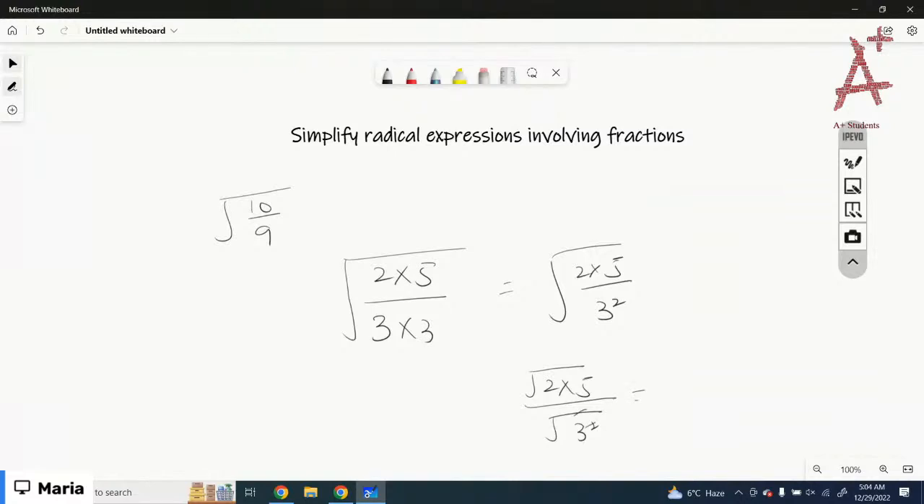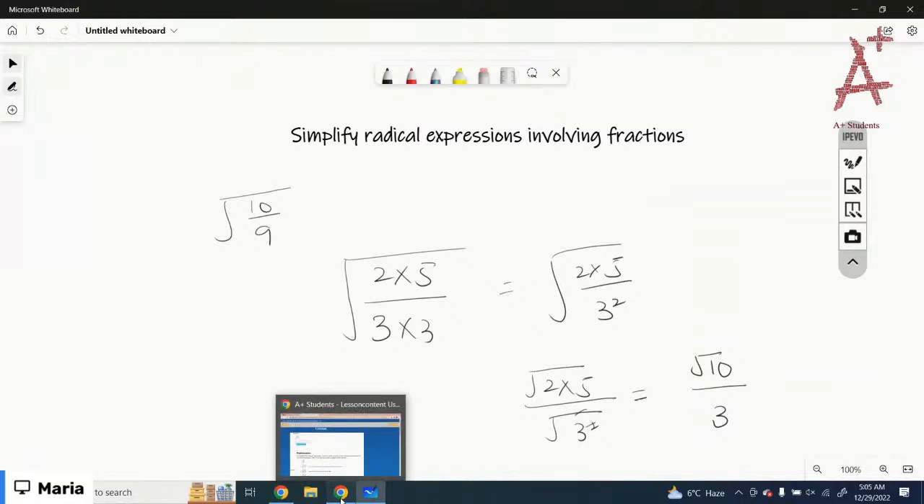So here the 3 square and the square root got cancelled out and you are left with square root 2 times 5 is 10, because you don't have any square here. Square root 10 divided by 3. Got it? That's how you simplify the radical expression square root 10 divided by 9. It would be square root 10 divided by 3. Got it?